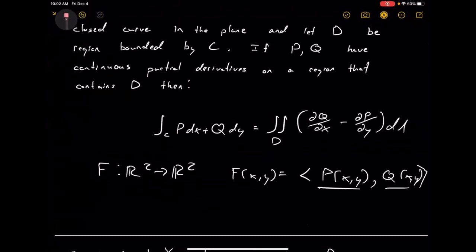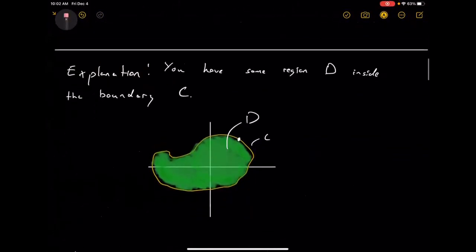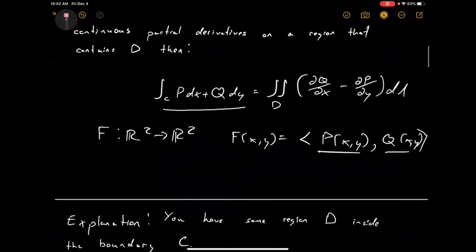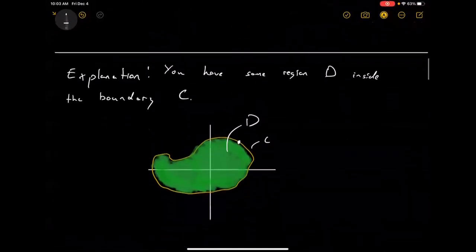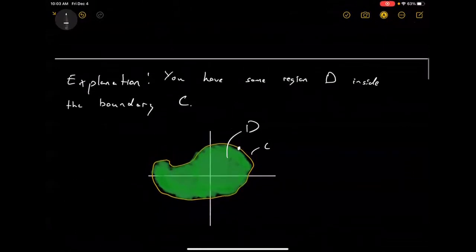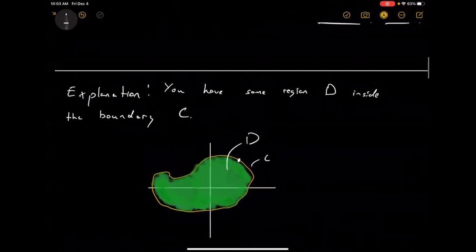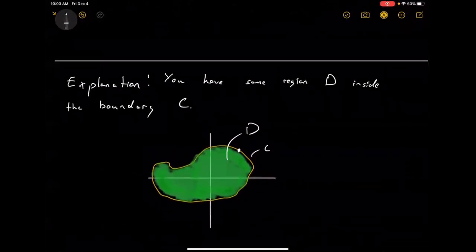Then what's the meat of Green's theorem? The meat of it is saying, if we take this line integral of our vector field on this outside curve C, that's going to be the same as taking this double integral on the green region D. So we see in some way the integral along the edge is related to the integral over the interior region.